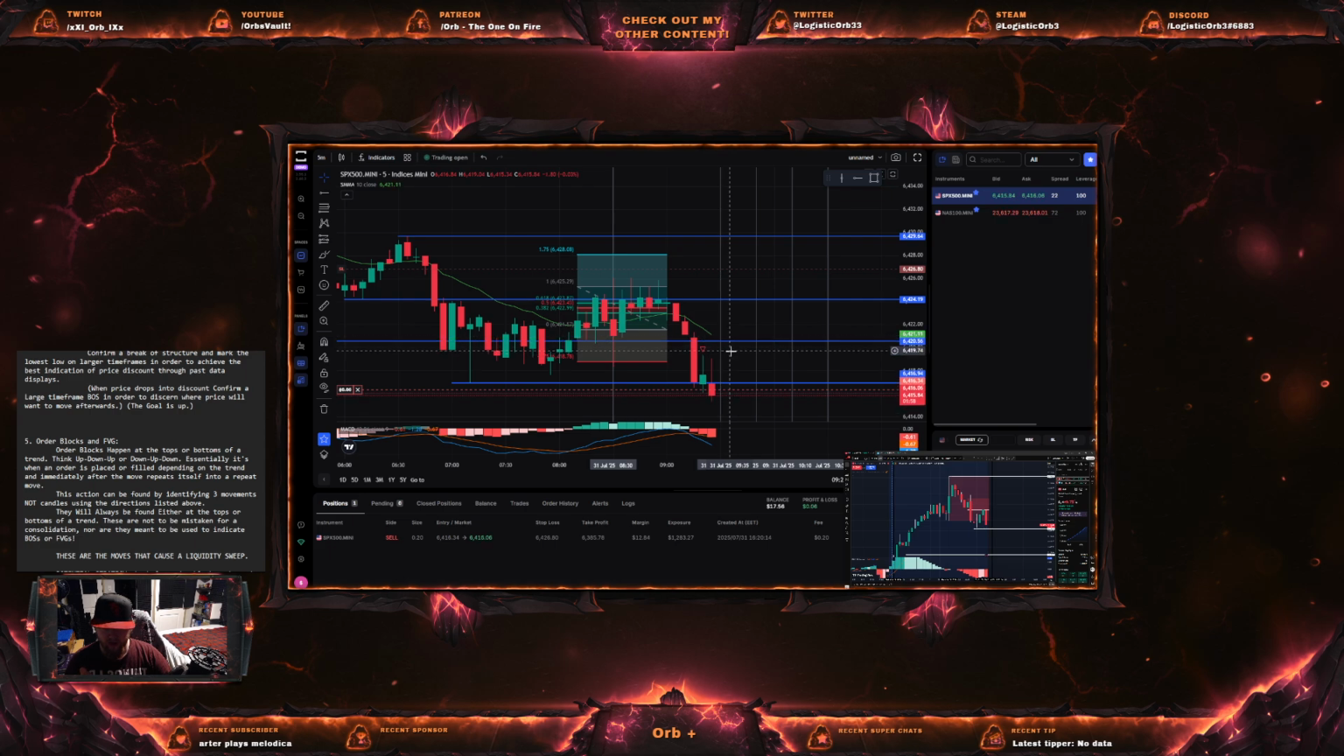We had a fair value gap form. We had 2 fair value gaps, 1 and then 2 here. We had a small retrace back up, and it came back in. It retested, not this one, but this order block. No, it didn't.